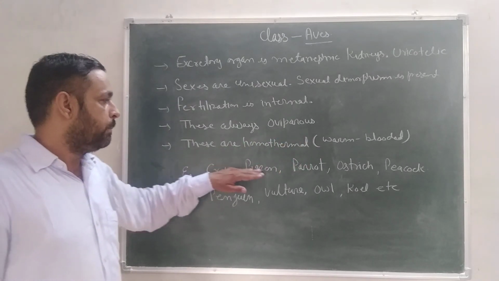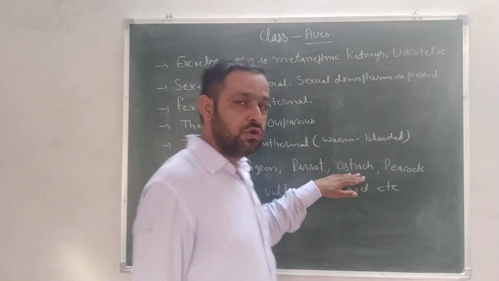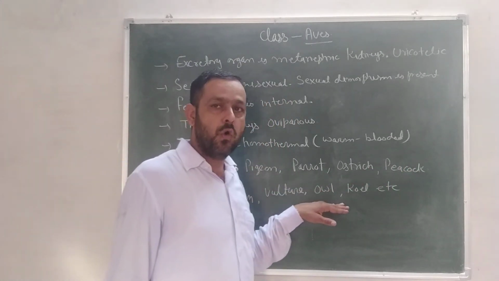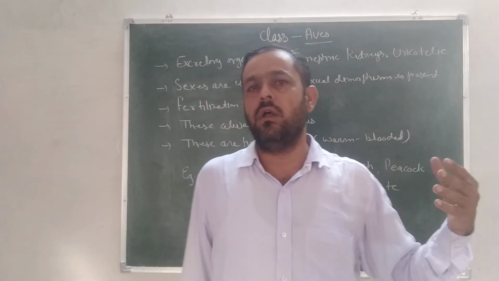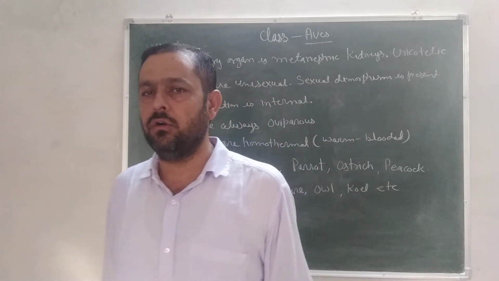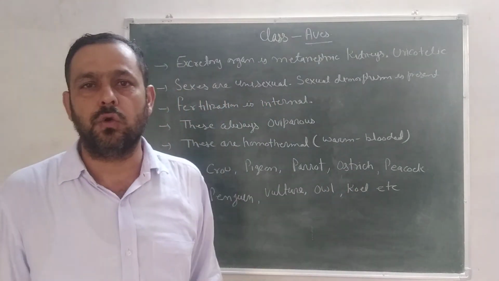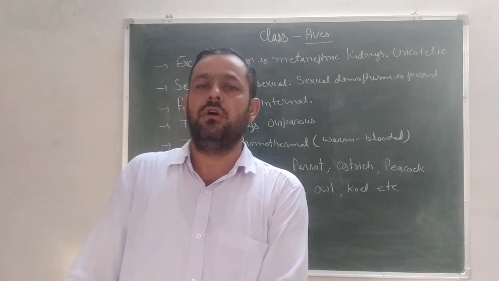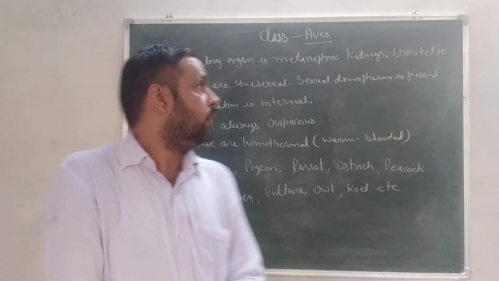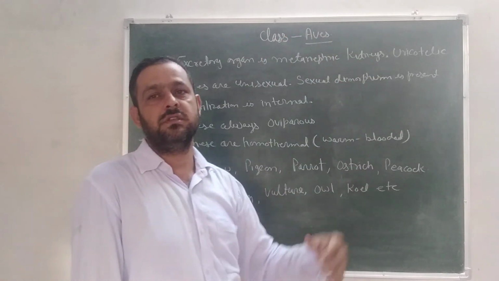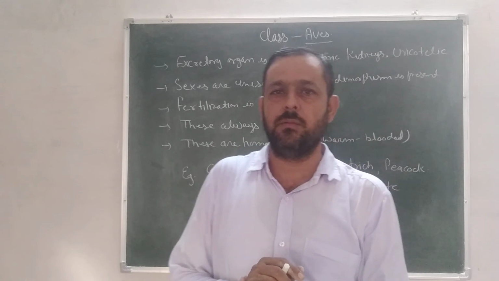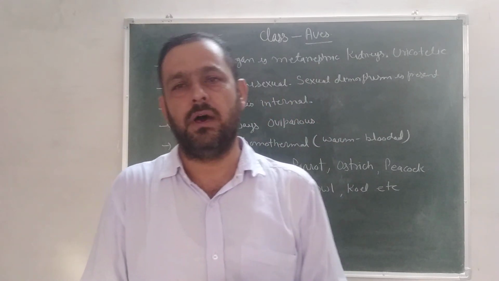Example: crow, pigeon, parrot, ostrich, peacock, penguin, vulture, owl, quail, and all the birds which you know are also included in Aves. So thank you for today's class. We completed two classes today: first Reptilia and second Aves. Now in this chapter only one class, Mammalia, remains, which we will study tomorrow. Thank you.